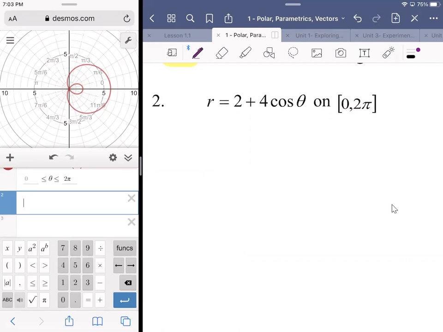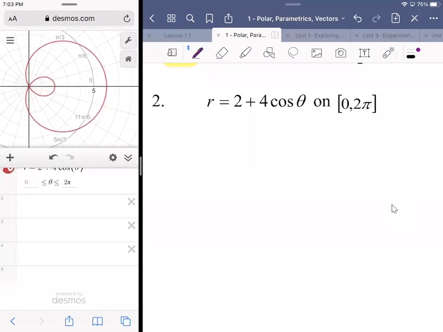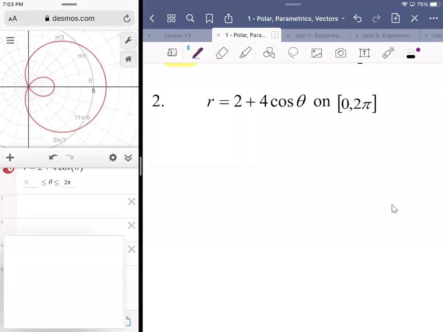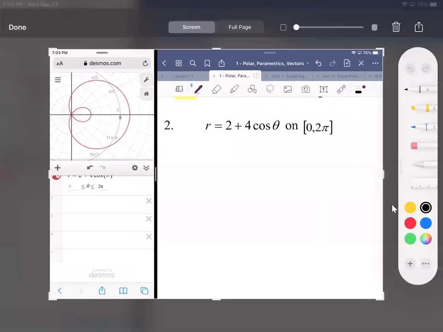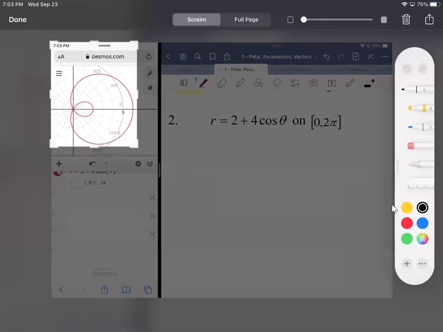Because we have our formula, 1/2 r squared d theta. That's fine. What we're going to end up with here, and let me just kind of bring this in, I'm going to do it the old-fashioned way. A little screenshot.